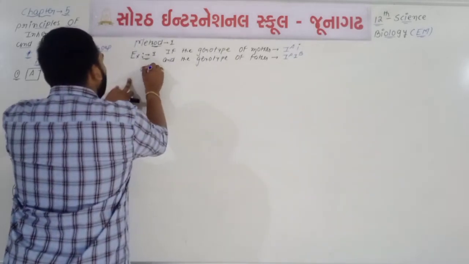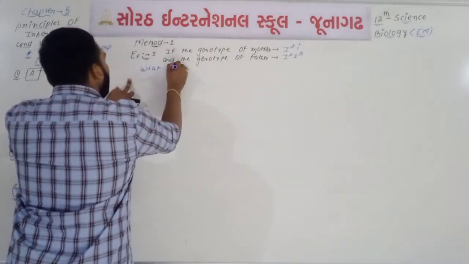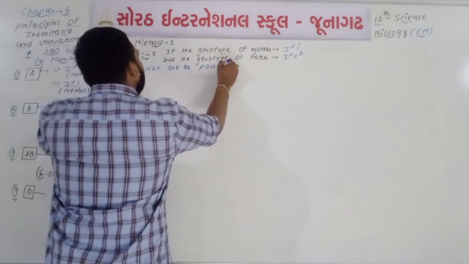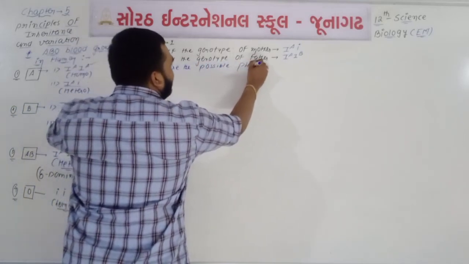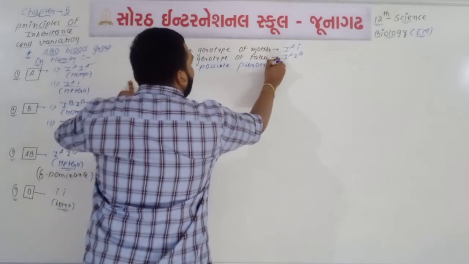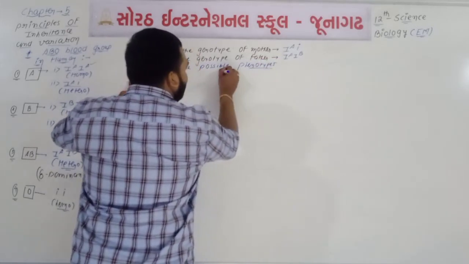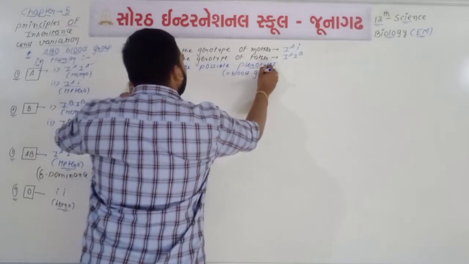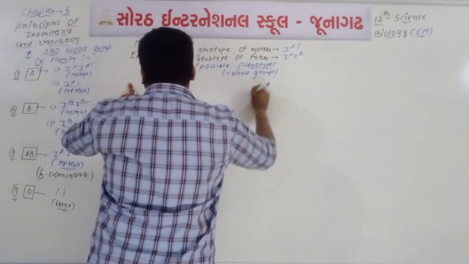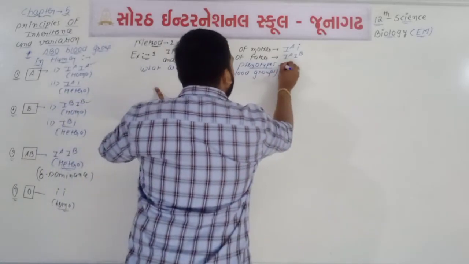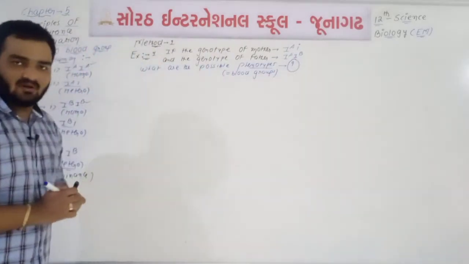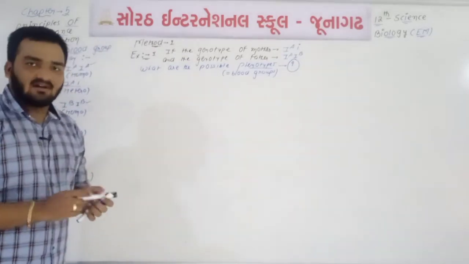then what are the possible phenotypes? Phenotypes means, in other words, possible blood groups. What are the possible blood groups found in their progeny, meaning their children? Okay, see, genotypes are given. It is method number 1.